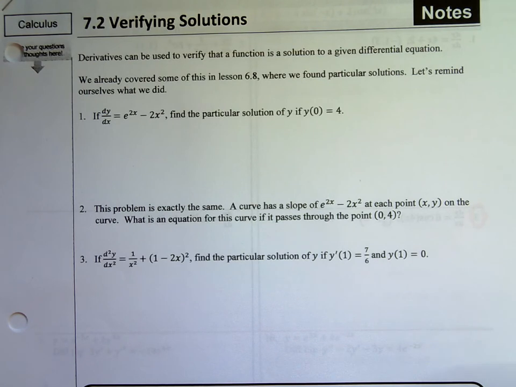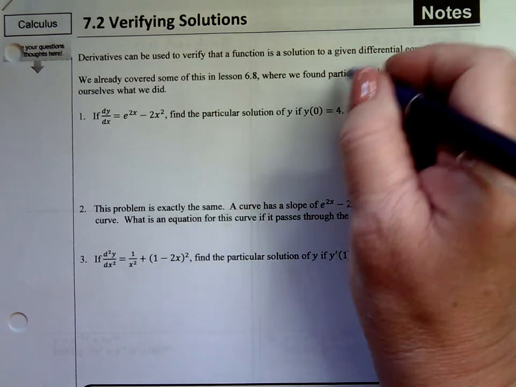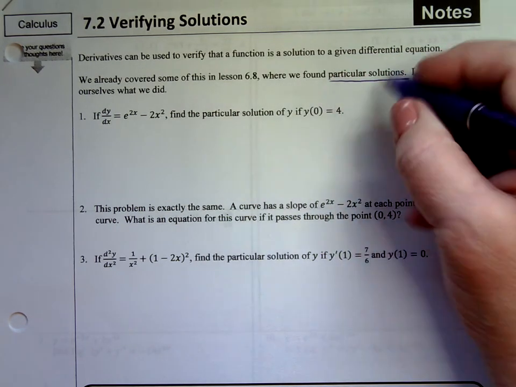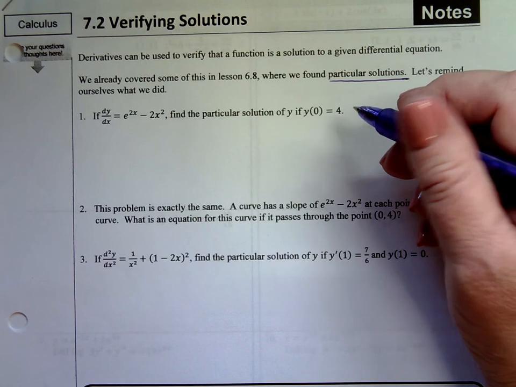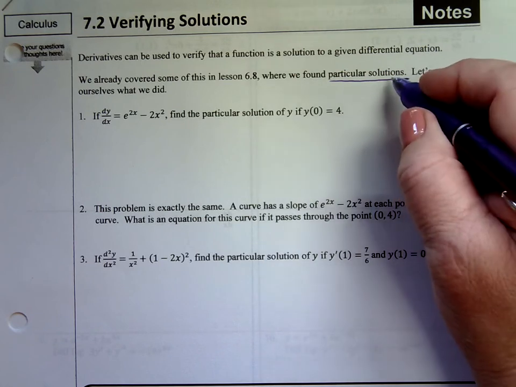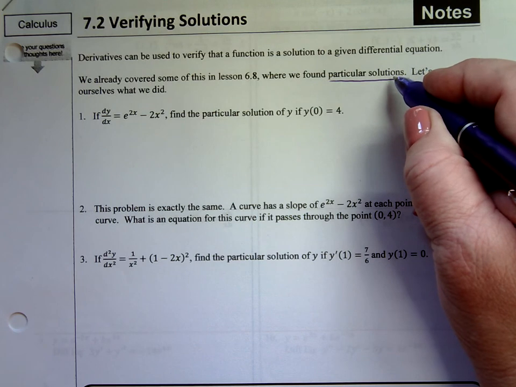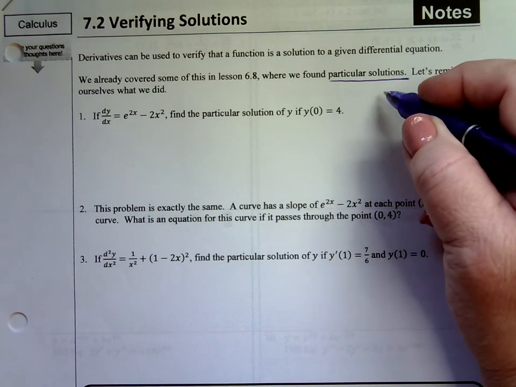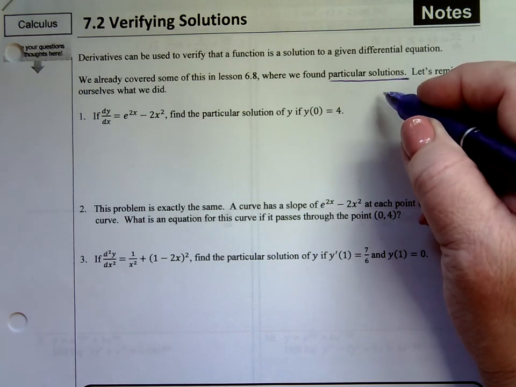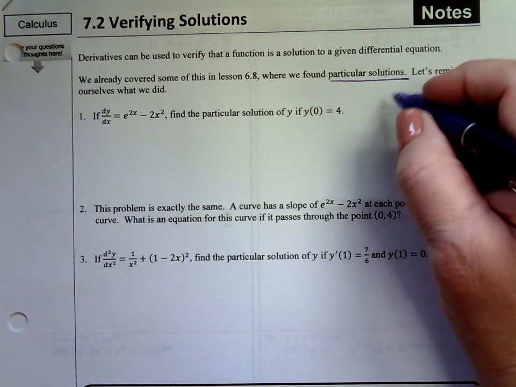All right, so derivatives can be used to verify that a function is a solution to a given differential equation. We already covered some of this back in section 6.8 when we found particular solutions. Now, particular solutions, if you remember right, normally when you find an integral, you put a plus c at the end. But in particular solutions, they give you enough information for you to be able to find what c actually is so that you have a very specific equation without a c in it, without an unknown.